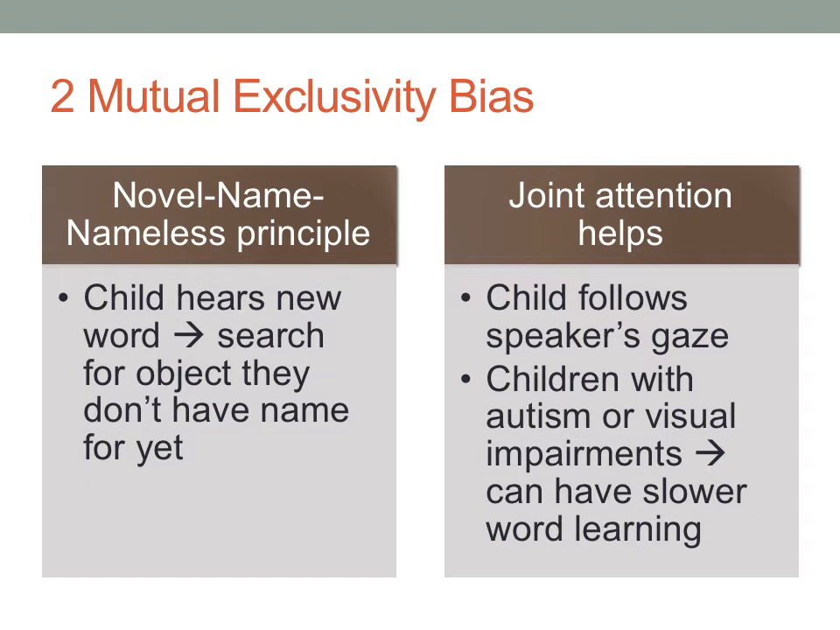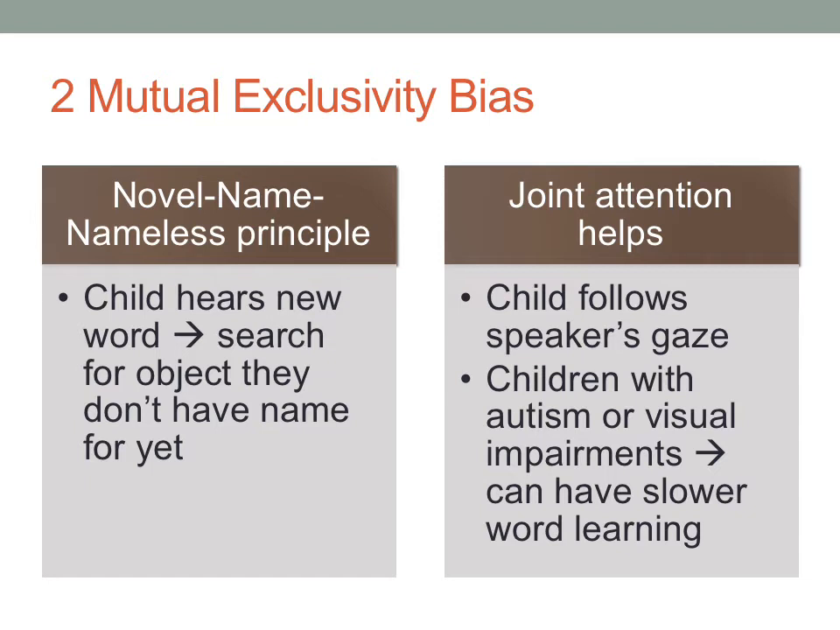Now, of course, the baby's not thinking in that adult sort of way that I just described, but they have this propensity, or this ability, to identify the novel object or action that the parent is referring to. Now, joint attention, of course, in this hypothesis also plays a role. The child can follow the speaker's gaze.